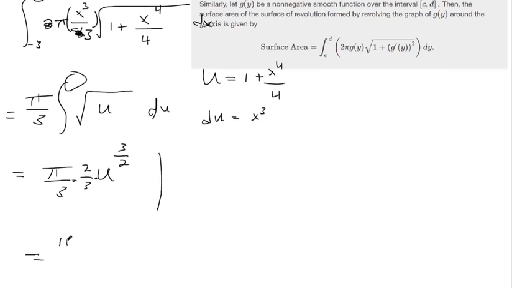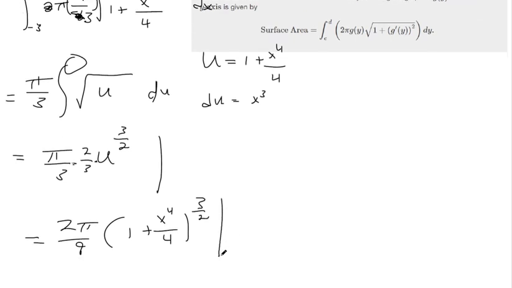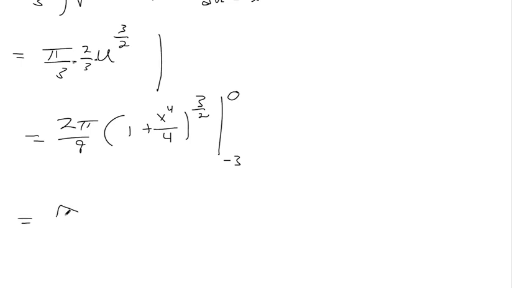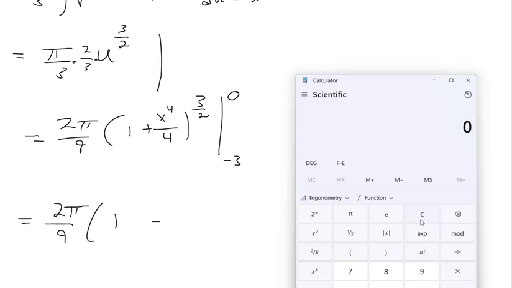Now we'll put it back in terms of x. And while we're here, this is 2 pi over 9 now. And then that's u to the 3/2, so I'm going to put 1 plus x to the 4th over 4, to the 3/2. And now I can resubstitute those same limits of integration because I'm back in terms of x. So if I plug in 0 for x, I'm going to get out 1. And then if I plug in -3 for x, 1, 2, 3, 4. That's -81 over 4 plus 1.